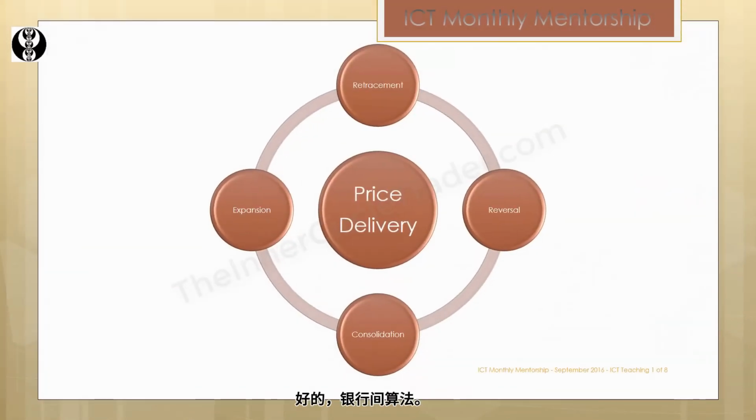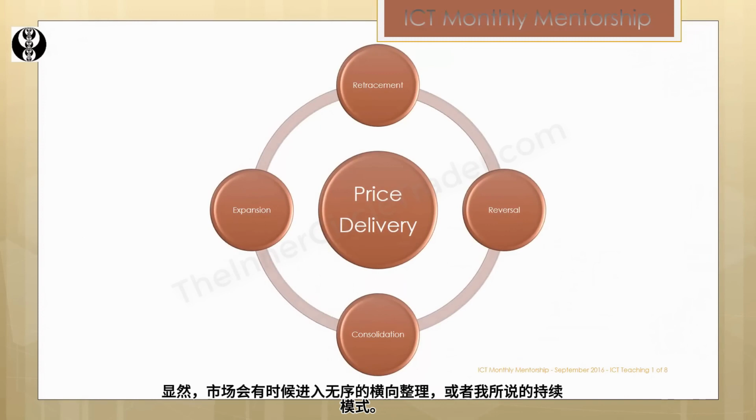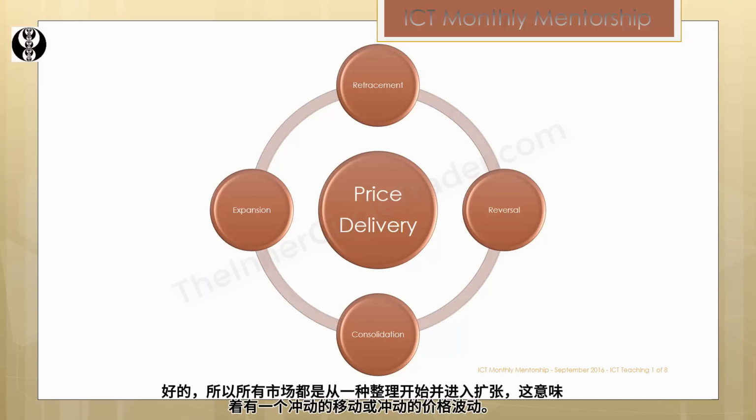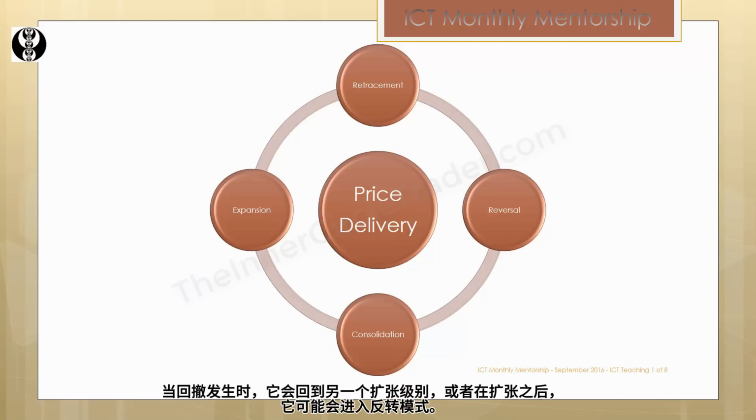Okay, the interbank algo. Obviously there's going to be times when the market goes sideways or it's in a consolidation, or what I refer to as a holding pattern. Now when this happens, the market will be looking to do an expansion. All markets start from a consolidation and move into an expansion. That means there's an impulse move or an impulse price swing. After that impulse swing, either it goes back to a consolidation again, or it goes to a retracement.